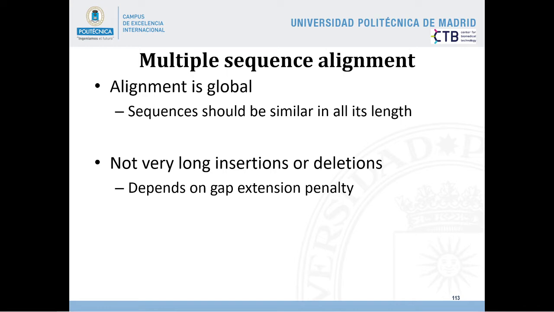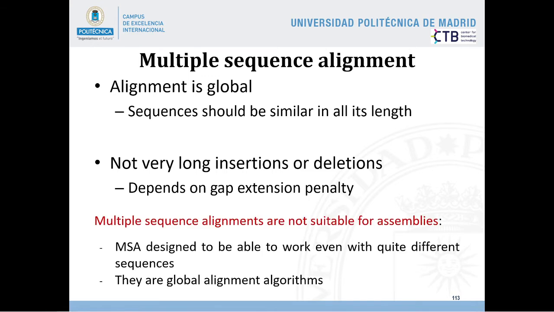Because these alignments assume that we are aligning sequences in all their region, not just some parts of the chain. This is what I was saying, that multiple sequence alignments are not suitable for assemblies. Assemblies are those reads that are obtained when cutting the whole genome to sequence it, okay?